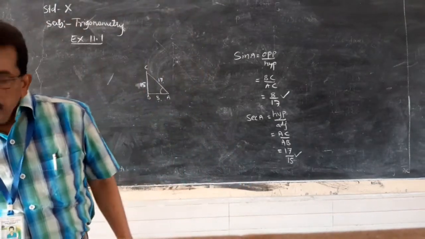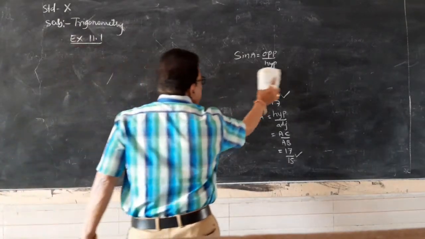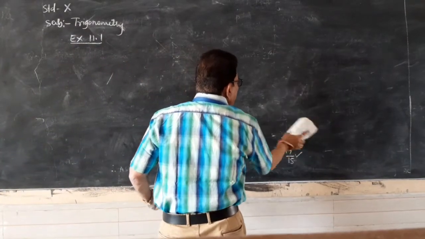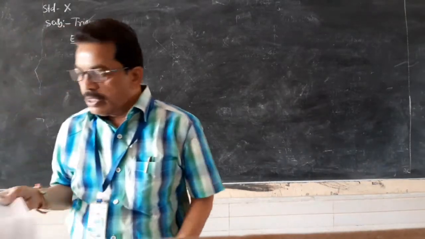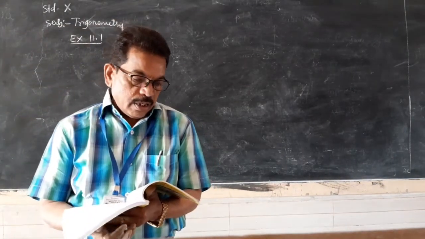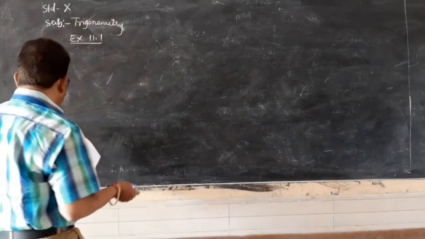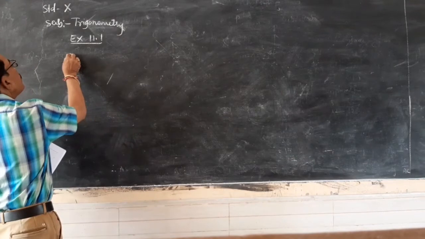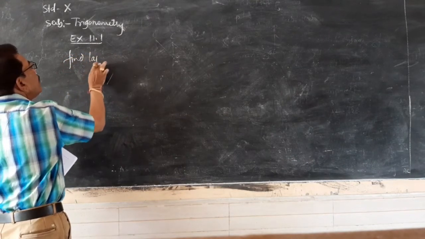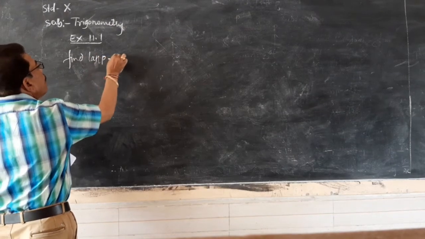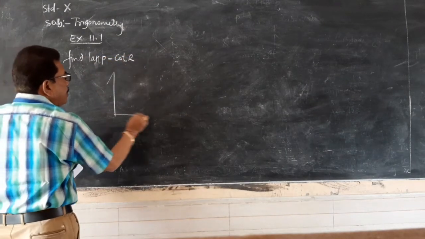Let us continue exercise 11.1, the second one. In the second problem, what they have given in the figure is: find tan P minus cot R. The diagram is given.